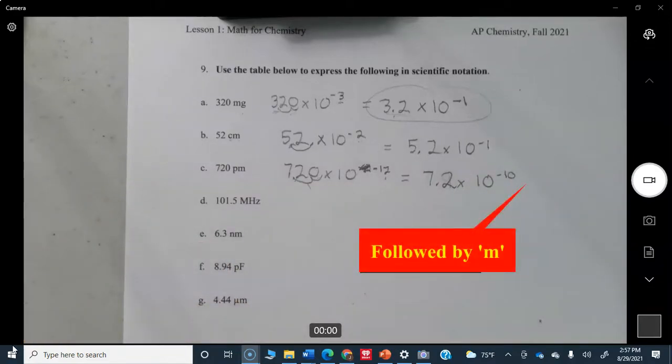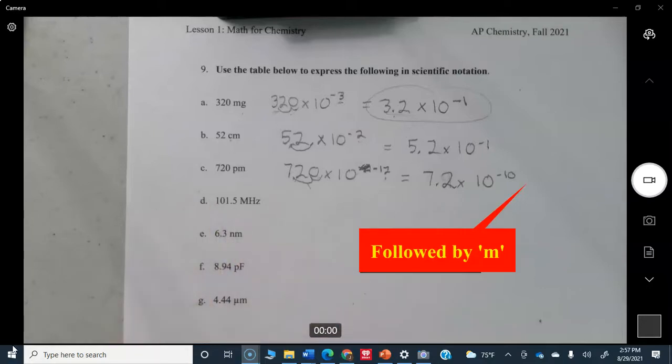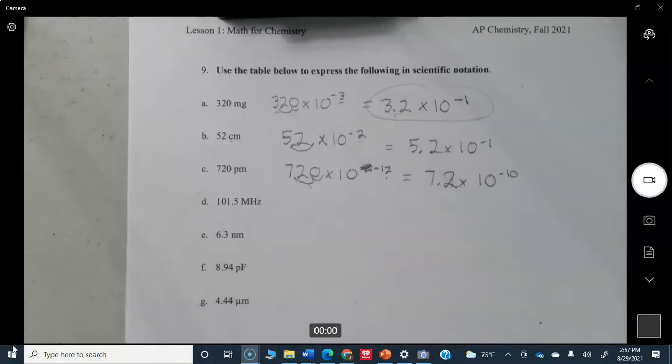Okay? So you've seen how these work. I'm going to leave the last 4 for you to do. Come see me, or we'll talk about some of these in class. But come see me if you have questions on the rest.